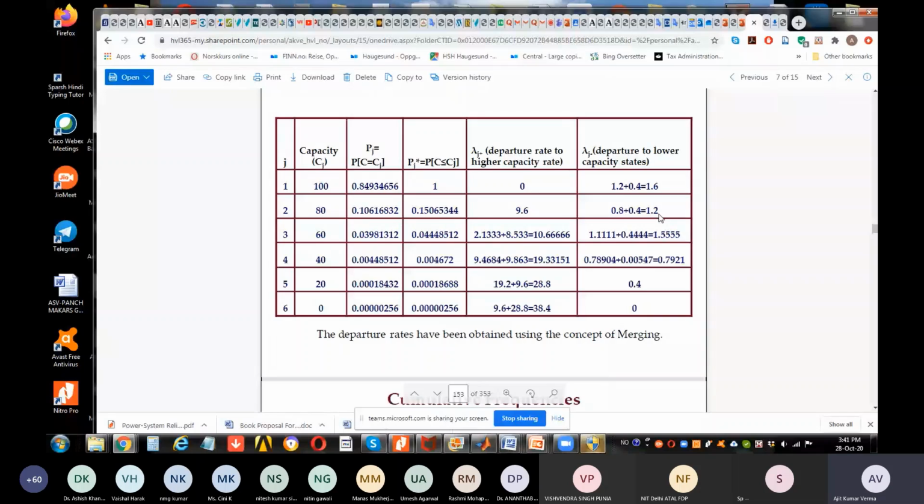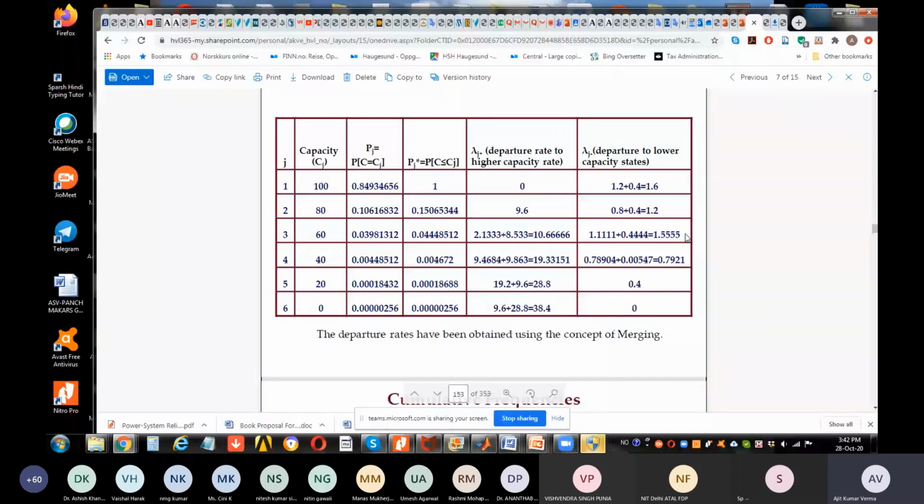Then from 60, you want departure to higher state. It is possible to go to 80 or it is possible to go to 100. So you take the transition from 60 to 80 and 60 to 100. So for departure to higher capacity state, you add them. Then for departure to lower capacity state, from 60 you can go to 40 or you can go to 20. So you take these 2 departure rates and then you add them up. So that gives you departure to lower capacity state.